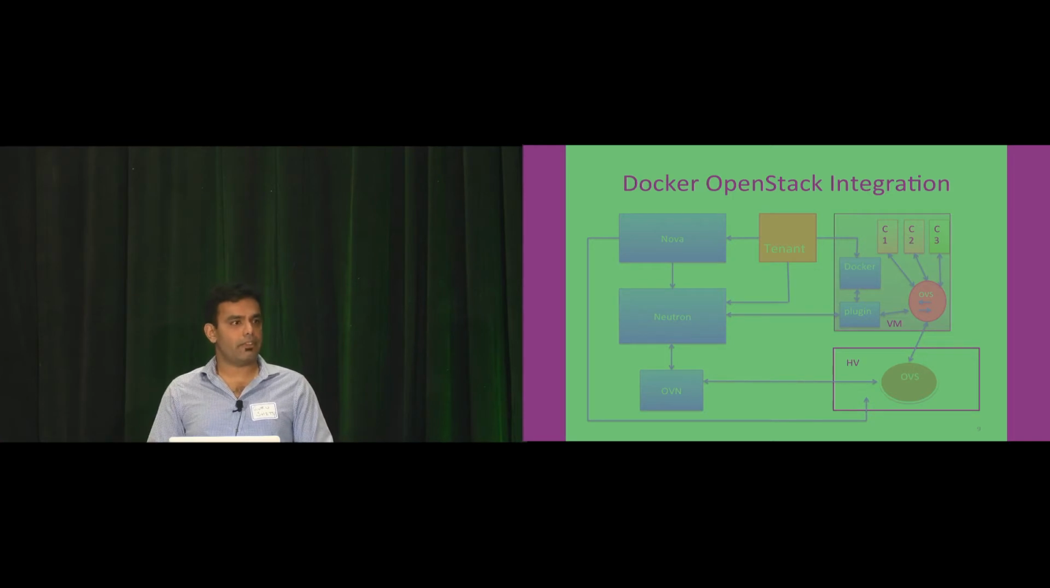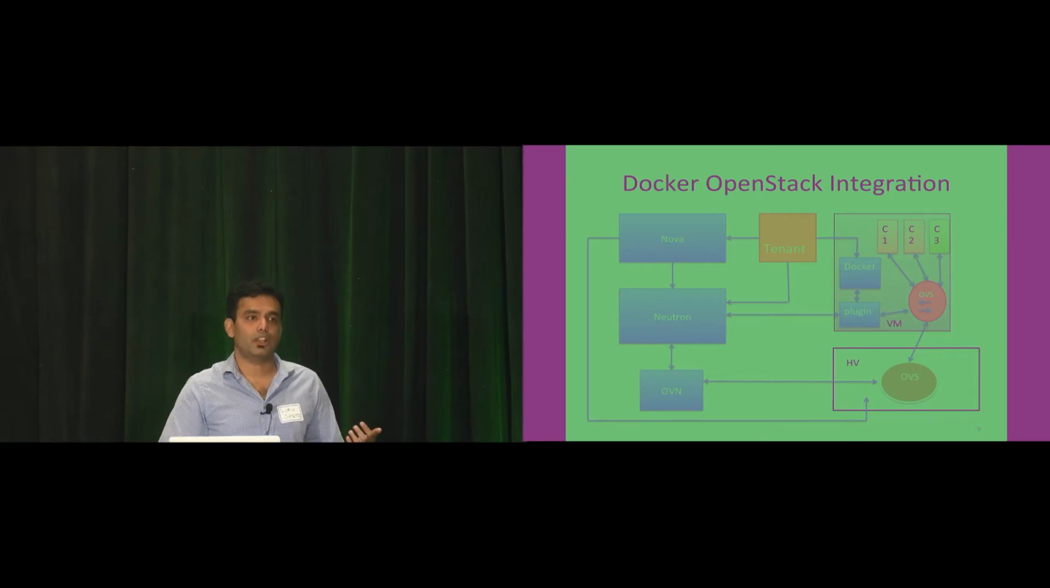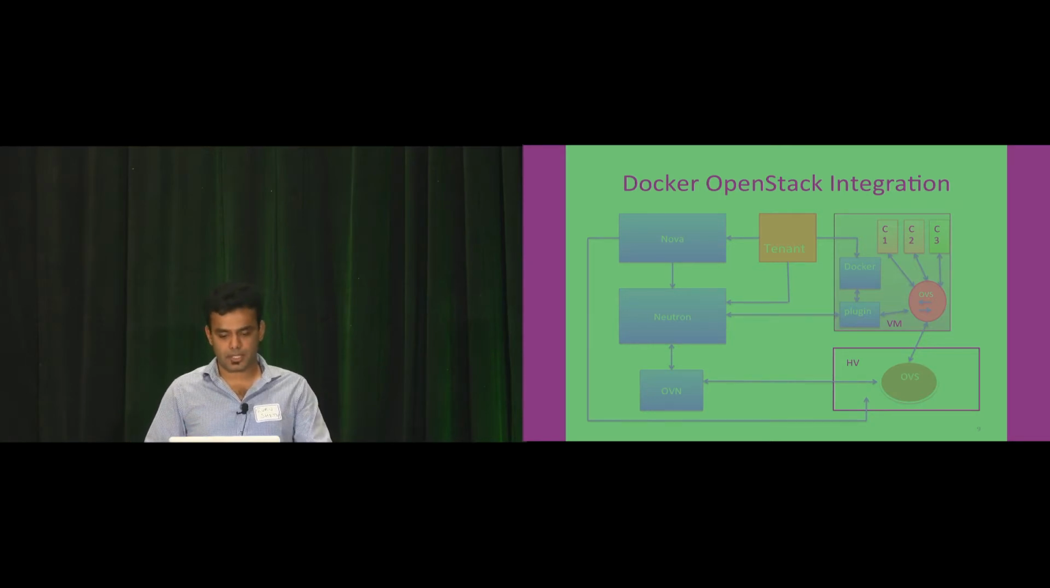On each of the VMs, we have an OVN-specific plugin that makes a call to OpenStack Neutron. So whenever you create a Docker network, we create a network in Neutron, which creates a logical switch in OVN. And similarly, whenever you connect your container to a Docker network, we automatically create a logical port. So this provides multi-tenancy. You could have multiple tenants using OpenStack and running containers in the VMs.